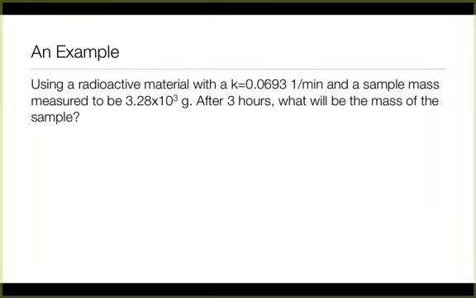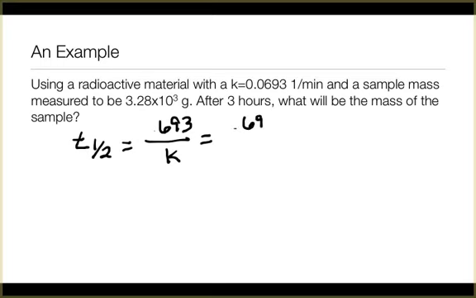So to start off, we're going to have to calculate what the half-life is because we're not given that value. We're going to need to use the K value, and it has the units of 1/minute, which seems like a strange unit, but you'll see why in a second. So we're going to have T 1/2 equals 0.693 divided by K. If we plug that in, we have 0.693 divided by 0.0693 1/minutes. If we solve this out, we're going to end up getting 10 minutes.